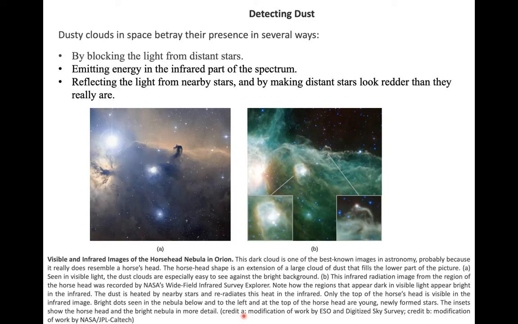The picture that you see here is the Horsehead Nebula. This is, by the way, a dark cloud, one of the best known images in astronomy, which we call the Horsehead Nebula. Picture A is taken in visible light, and you can see that these dust clouds are especially easy to see when you have this bright background.